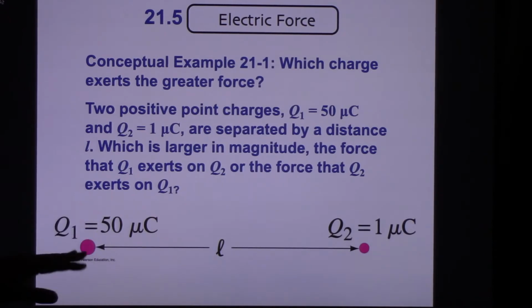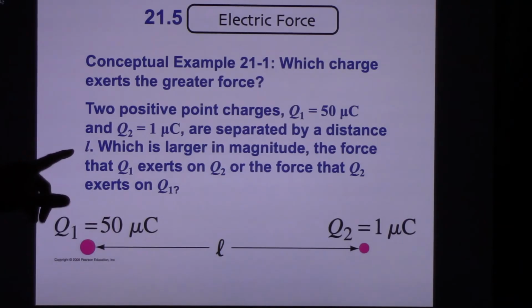What we're assuming is that the charge is kind of uniformly distributed over this object. Same thing over here. Really should be center to center. So it says there's a distance L. Now we've been using little r for that, but in this case they've used L. And what they're asking here is, what are the forces that are acting on these charges?